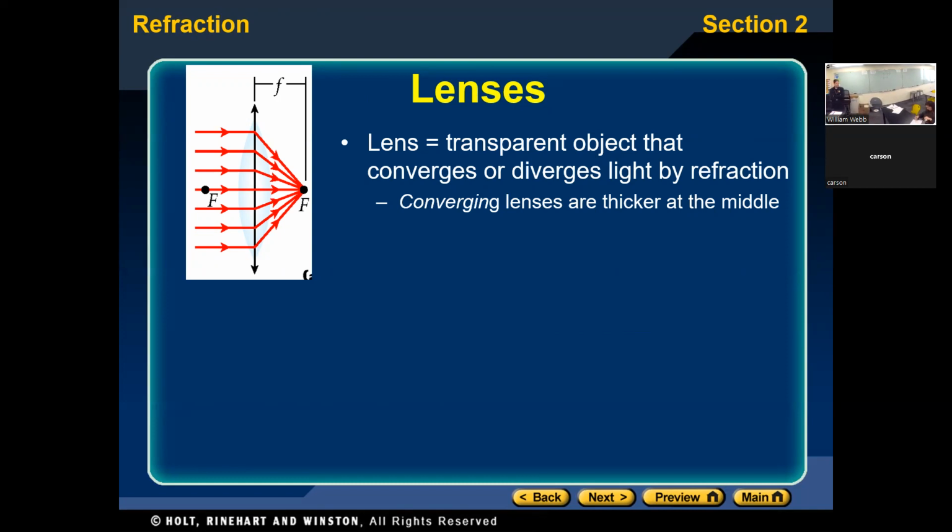And this is the kind of lens in your eye. It takes all those light rays coming in and converges them into a focal point, hopefully on your retina. If it doesn't focus on your retina, then you have to get glasses to correct it so that it moves it to your retina.